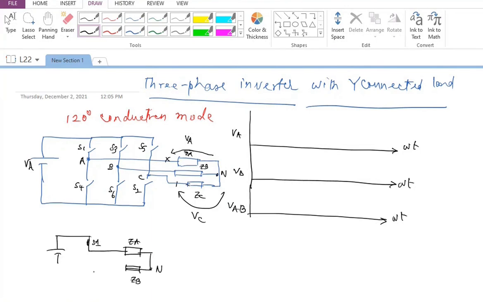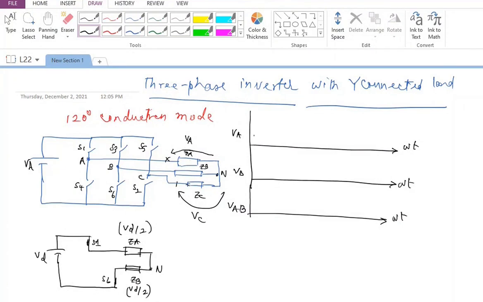And I'm going to have S6 conducting. So this is S6, and it has arrived at the negative side. So this is VD. So entire VD is going to be divided between ZA and ZB. So this will be VD by 2, and this will also be VD by 2. So each of them is going to share VD by 2.